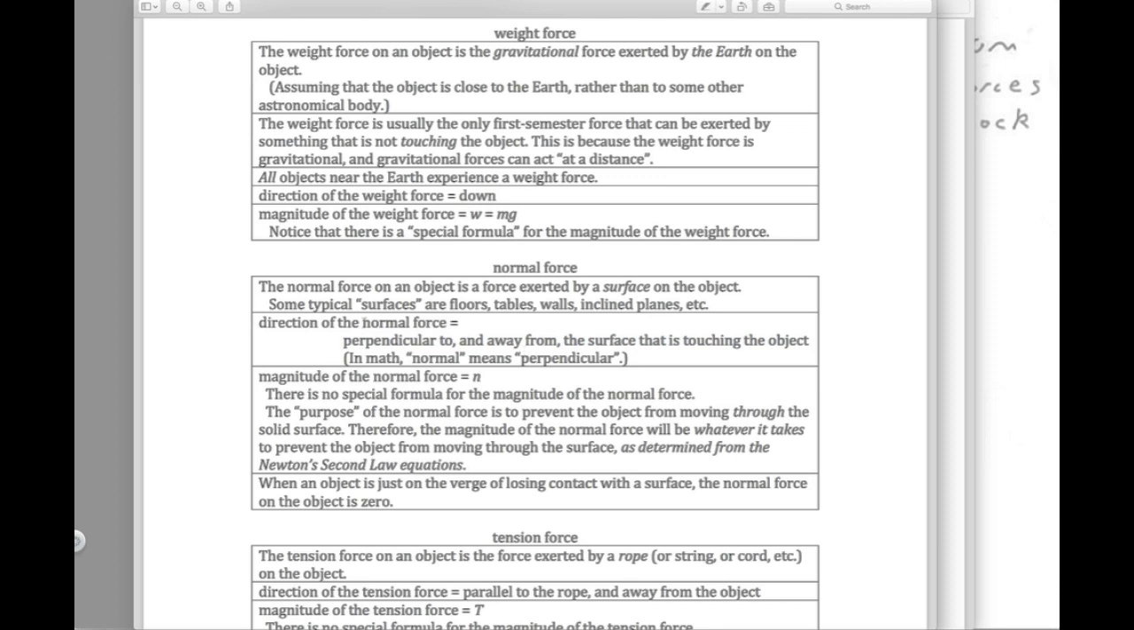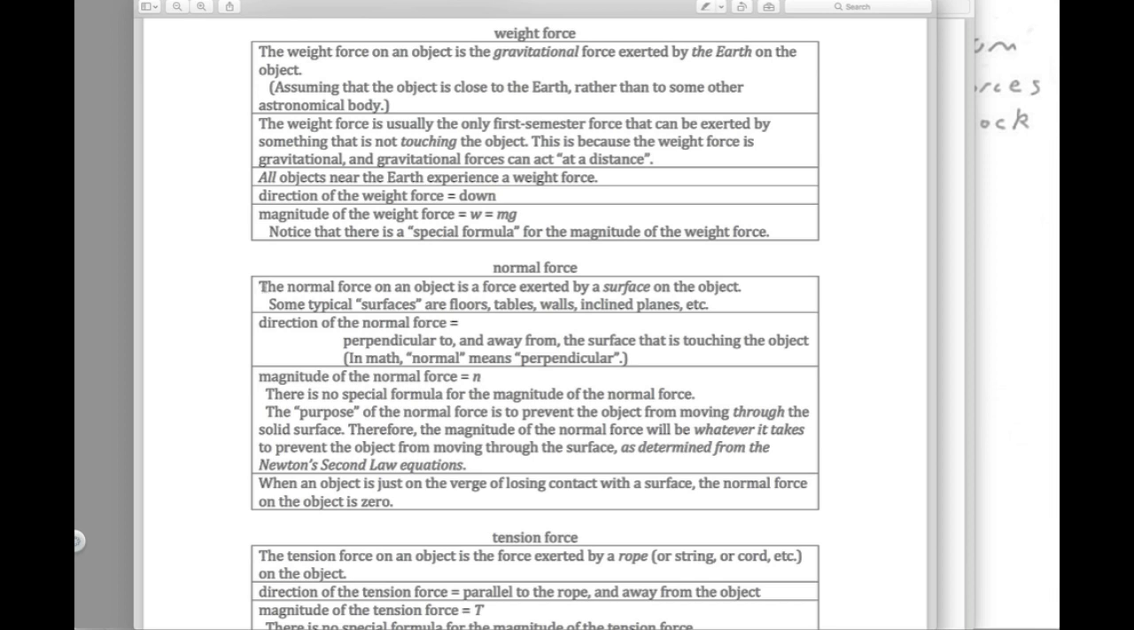Notice, why is this called the normal force? Well, in mathematics and physics, normal is not used to mean ordinary. We're not using the word normal here to mean ordinary. In mathematics and physics, normal means perpendicular. That's the technical meaning of normal. So now it should be clear, this is called the normal force because it's a force that is perpendicular to the surface. Normal means perpendicular.